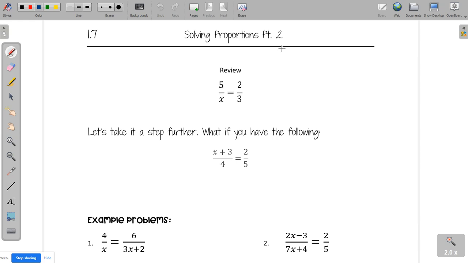Today we're going to look at the second part of solving proportions. So let's review how to solve a proportion. We're going to cross multiply and put the two cross products equal to each other.